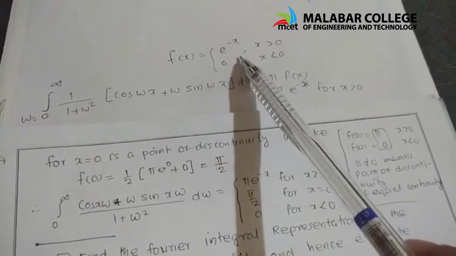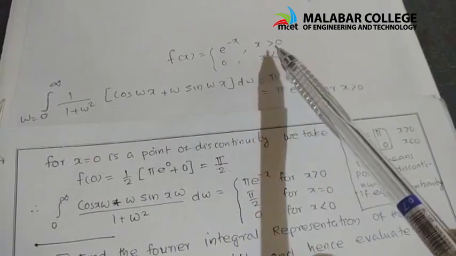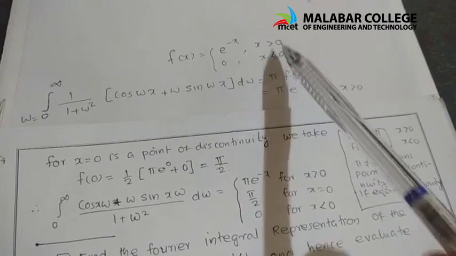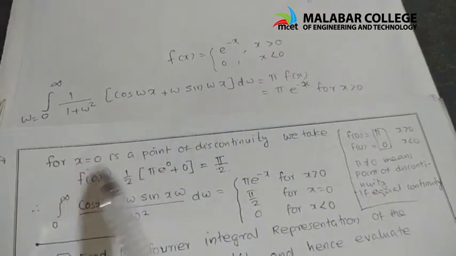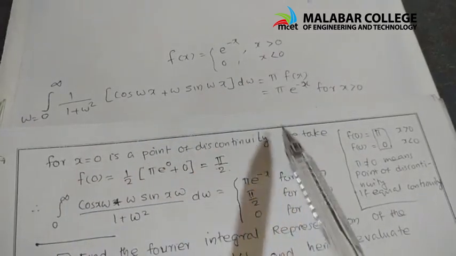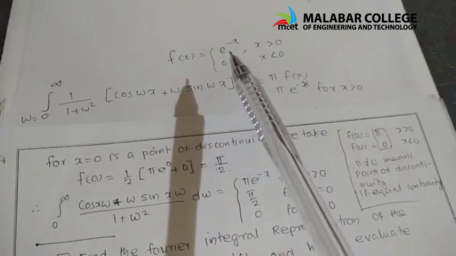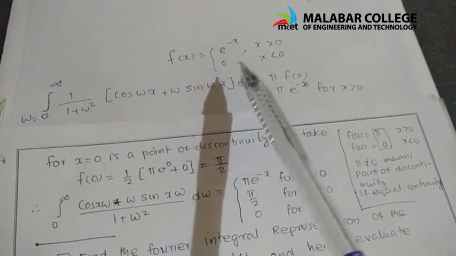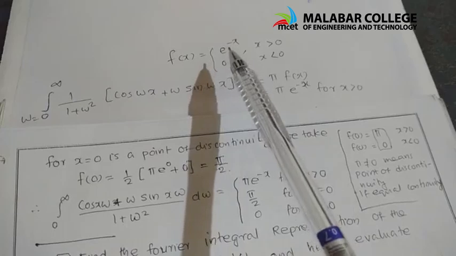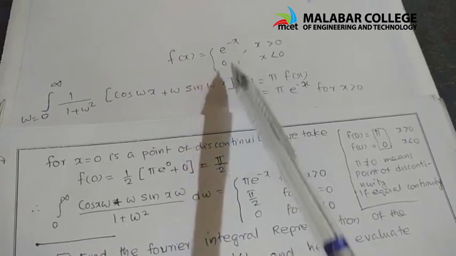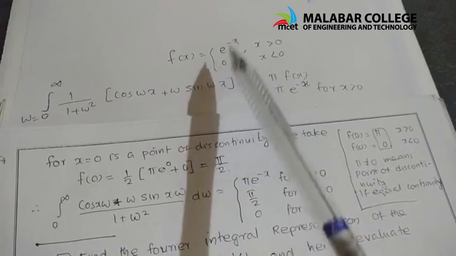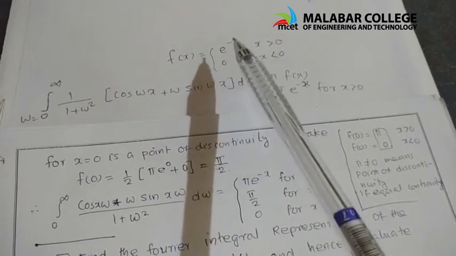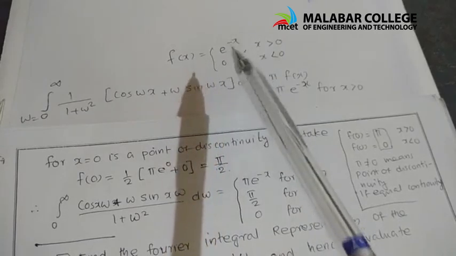And our f of x, one value is e raised to minus x, one value is 0, and the clash point comes here at 0. So at x equal to 0, what happens, we have to check. Here we see that x equal to 0 is a point of discontinuity. What is the reason for the point of discontinuity? If you substitute 0 here for x, e raised to 0, the value is 1. But if you substitute x equal to 0 here, it is 0. So one value is 1, one value is 0, which means these two values are different, which means there is a point of discontinuity. How do we identify a point of discontinuity? If the values are different, we say it is a point of discontinuity. If the values are the same, we say it is a point of continuity.